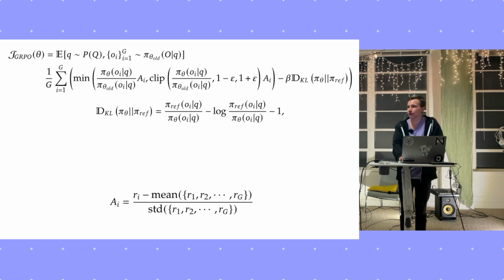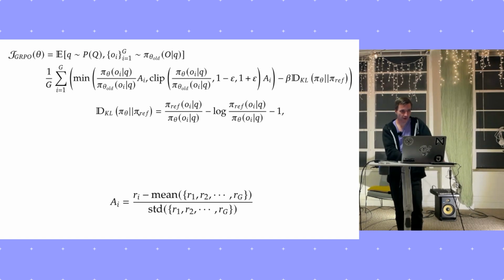So the RI is the ratio, right, between the pi theta and pi theta old. The RI there. No, RI is the reward. Okay, and so you're not, it's not linked to that ratio. Yeah. Okay. Let's quickly, I guess, go deeper.